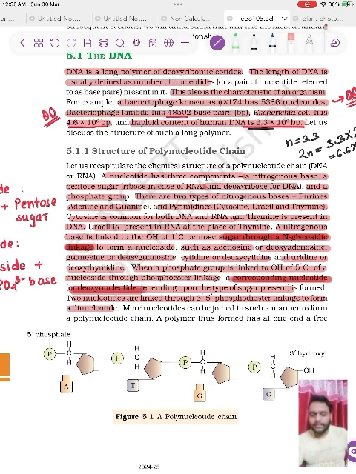तुम लोग ये क्लास 10th से पढ़ते आ रहे हो and I am just brushing up your concepts. Okay. RNA में क्या होता है कि थाइमिन की जगह यूरासिल होता है. ओके.